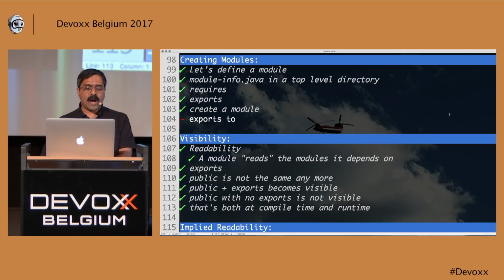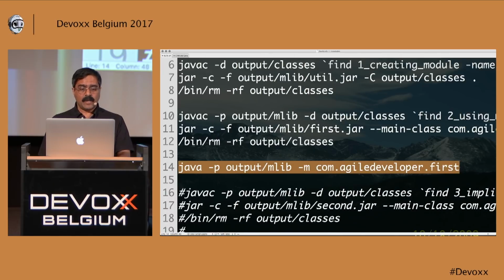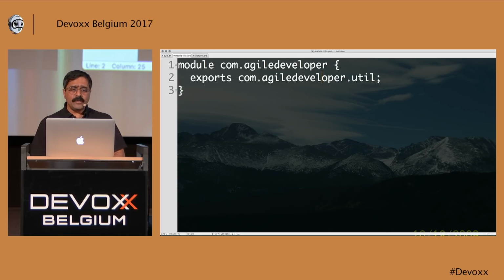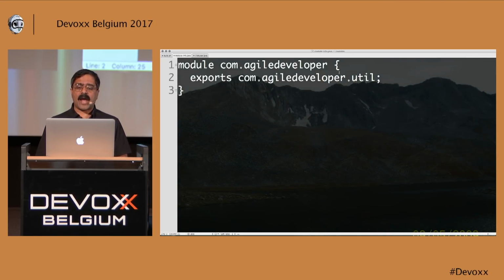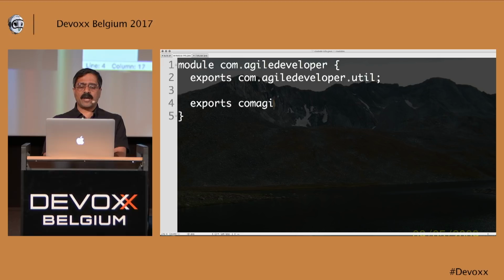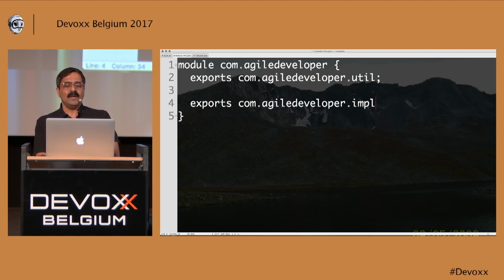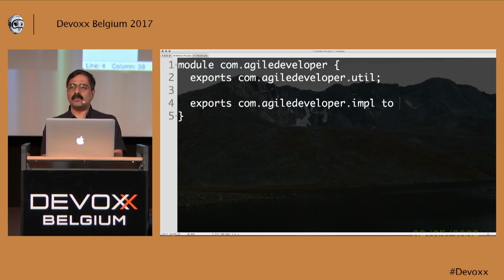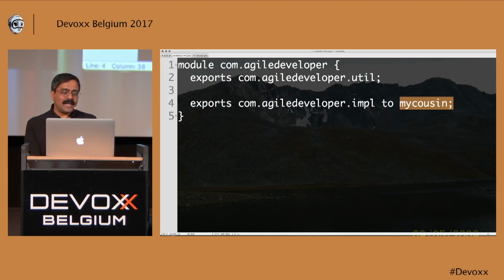One small detail I want to quickly talk about is a slight variation. If you go back to your module info, and this module info, where is this? This one here. Here's something you could do. Notice how I said exports com.agiledeveloper.util. Well, maybe you say exports com.agiledeveloper.impl, but I don't want this to be available to the world of programmers. I could say to my cousin, right? My cousin only gets this, not everyone else. If you want it, you got to be my cousin too. Well, the point really is I can specify my module that I'm exporting it to.